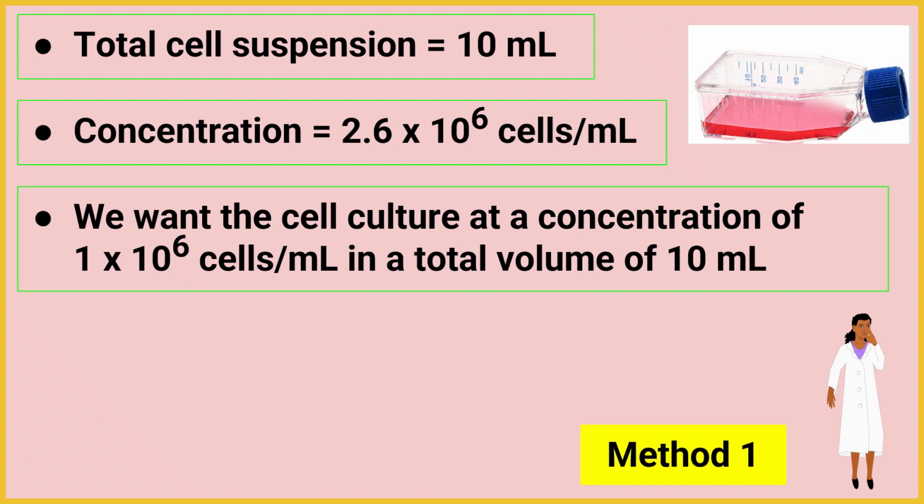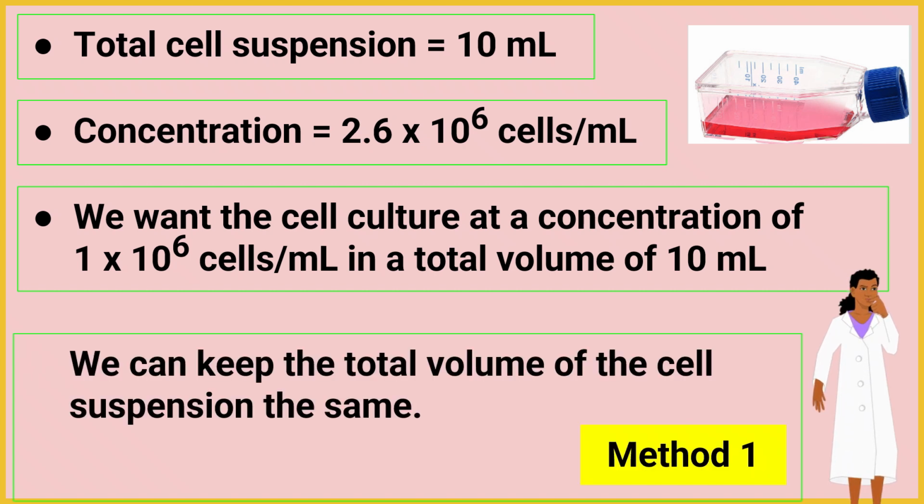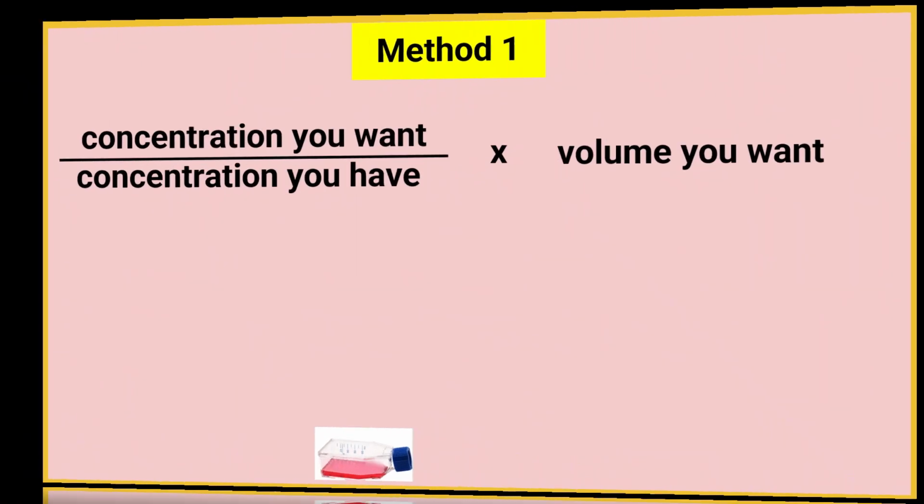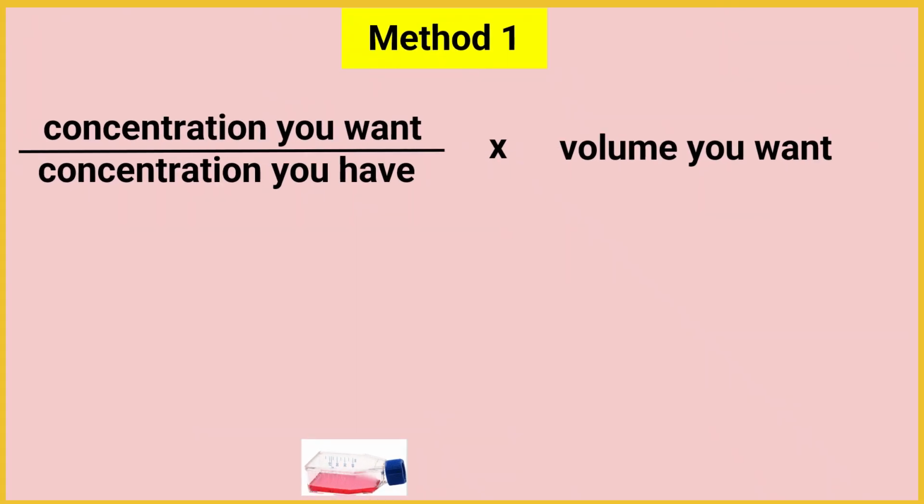Using the first method, we can change the concentration of the cell suspension but keep the total volume of the cell suspension the same. Method 1. Take the concentration that you want the cell culture to be at and divide that by the concentration of the cell culture that you have. Then multiply that ratio by the total volume of cell suspension you want in the flask.